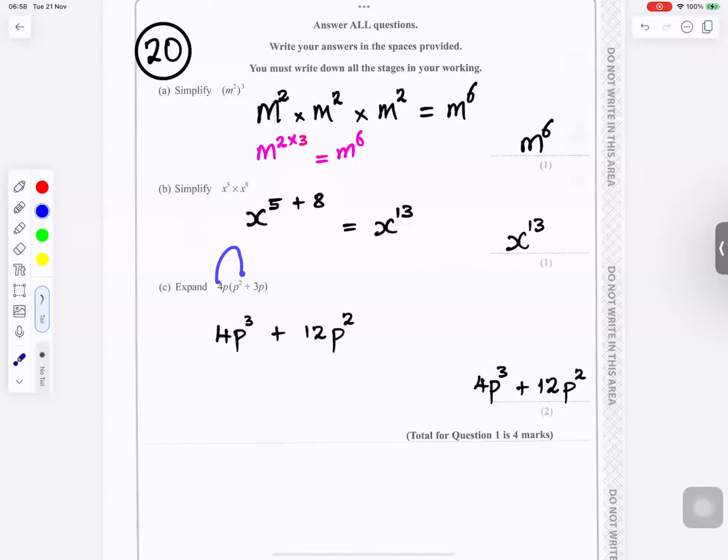Remove the bracket, 4p times p squared. There will be 4p cubed. And then 4p times 3p, it will be 4 times 3 is 12, so it will be 12p squared. So 4p cubed plus 12p squared. Each one is 1 mark. That's why it is 2 marks.